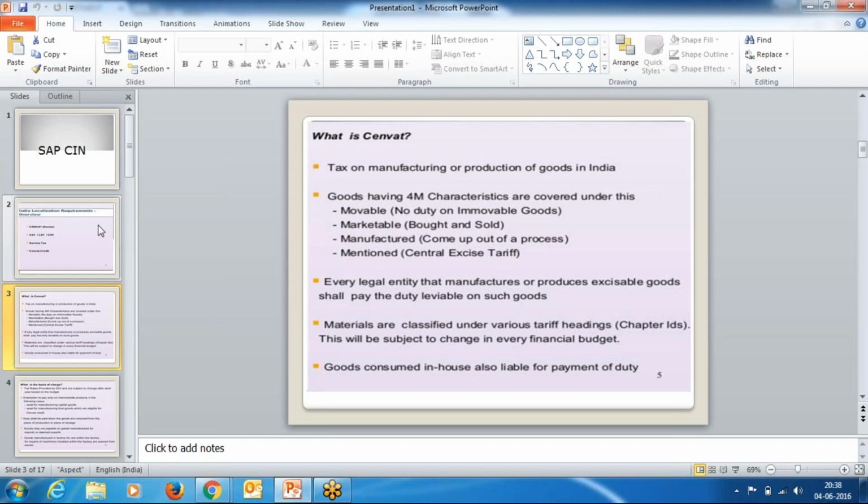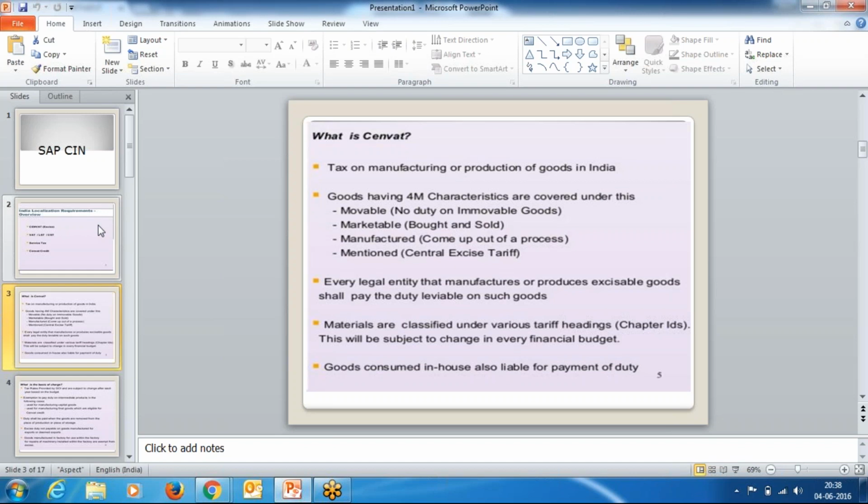If we talk about the freight part specifically, on a transporter, excise is not payable, but service tax is payable. Basically, the SIN part deals with all kinds of taxation, which in simpler words is an add-on to your basic price.